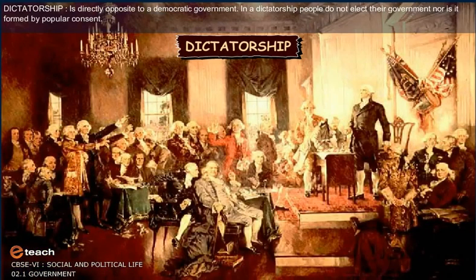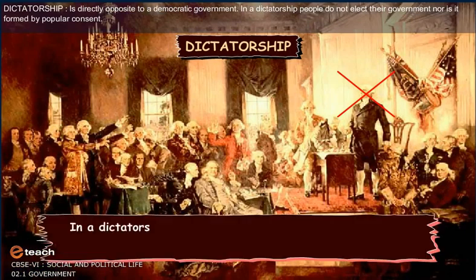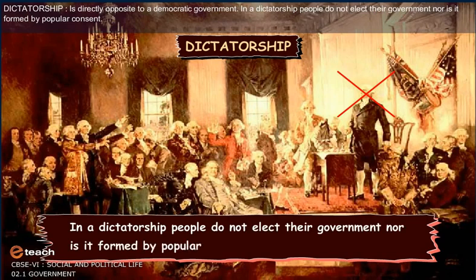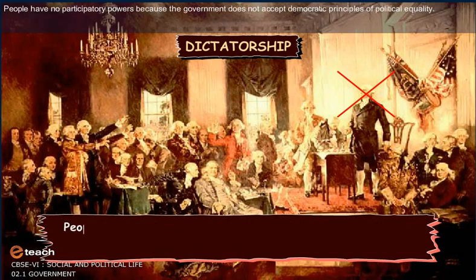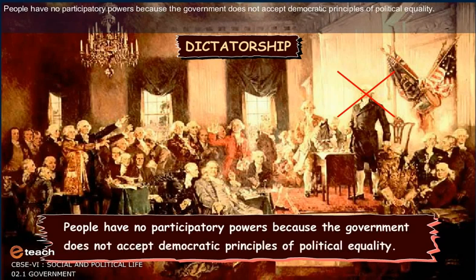Dictatorship is directly opposite to a democratic government. In a dictatorship, people do not elect their government, nor is it formed by popular consent. People have no participatory powers because the principles of political equality are not followed.